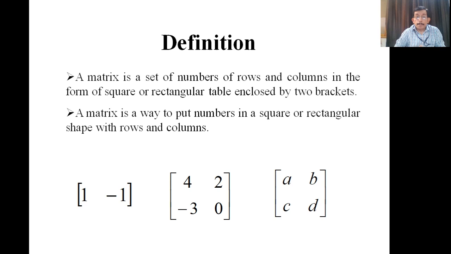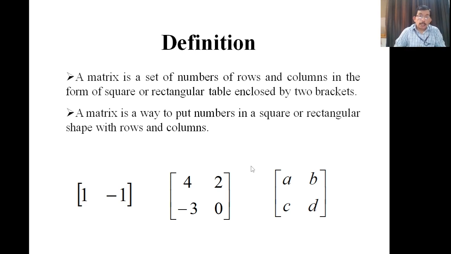Matrix: a matrix is a set of numbers in rows and columns in the form of a square or rectangular table enclosed by two brackets. For example, in the first example, a large bracket is given and the values of the elements are given: 1 comma minus 1. And in the next one, in the large bracket, there are two rows and two columns arranged: 4 comma 2 in the first row, and in the second row the elements minus 3 comma 0.